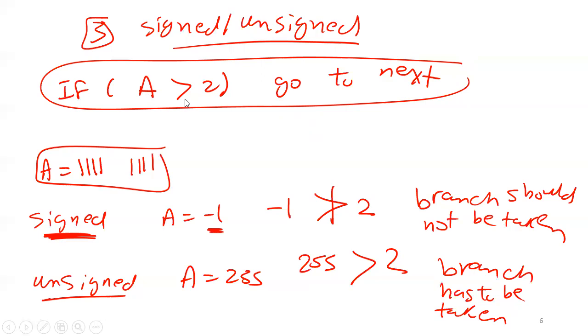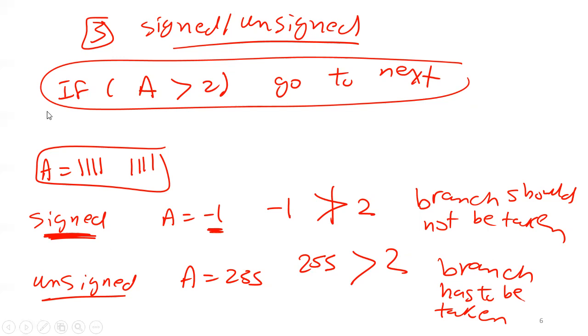So in order, first I have to check this condition. If this condition is true, we're going to go to next. If this condition is not true, we're not going to branch, is that right? So in order to evaluate this condition to see if it's true or not, I need to know if the number here in A is signed or unsigned, because it is different. How? I give you a specific example here.